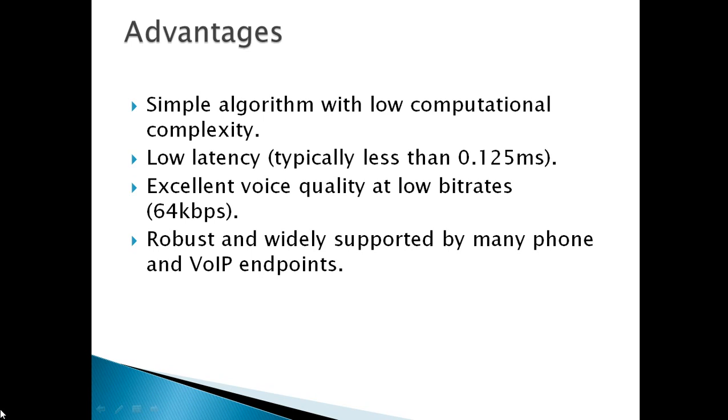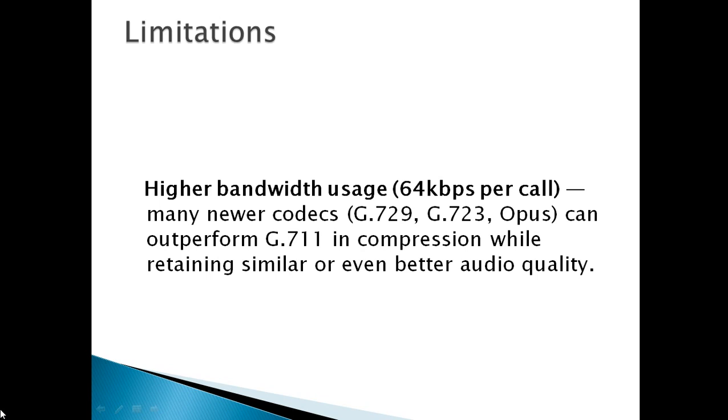So these are the advantages of using G711 in your environment. And the limitation, as I said, is that it uses 64 kbps of speed. There are some other codecs like G729, G723, Opus. Those use less bandwidth, like 8 kbps to 32 kbps, right? But the voice quality is best in G711.